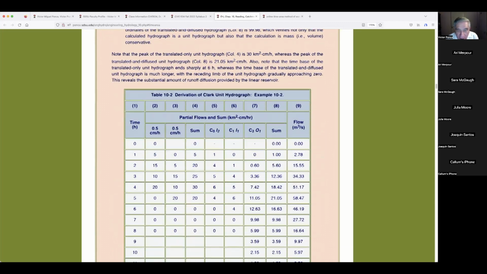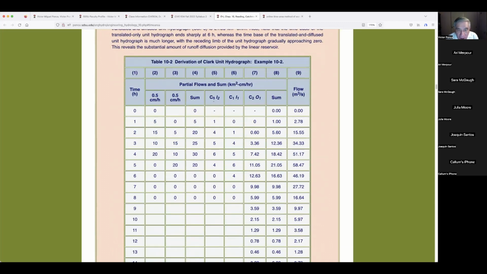see. So these are the coefficients that go in here, and then you go in a square grid and you do the routing, as I already told you how it's done, and you get the sum. Now note that the inflow to this reservoir, the peak of the inflow was 30, right? That's the peak of the inflow. But the peak of the outflow is over here, is 21.